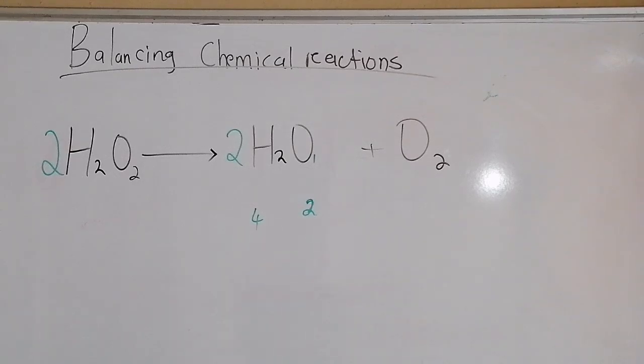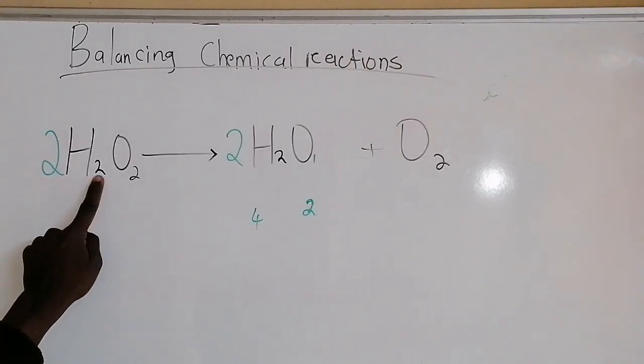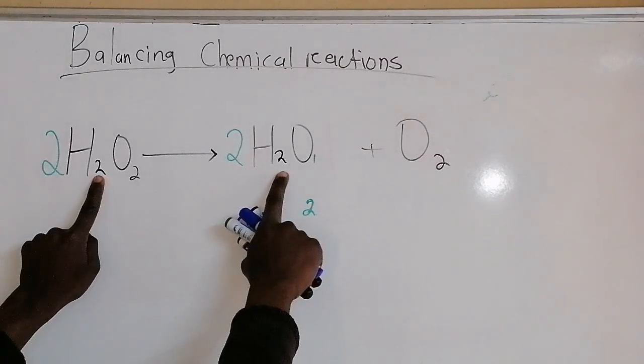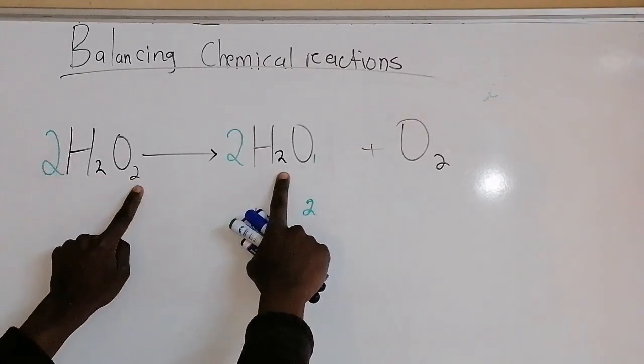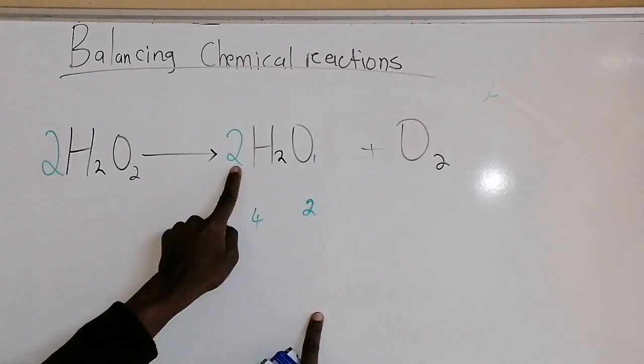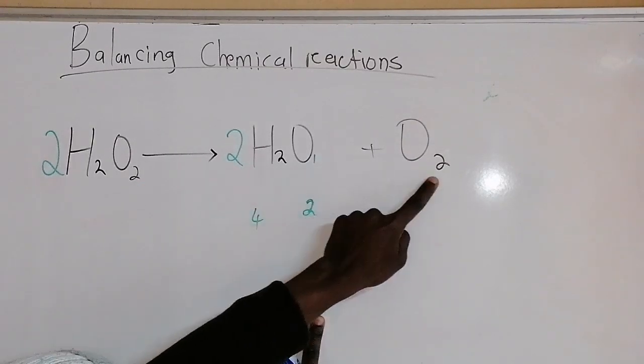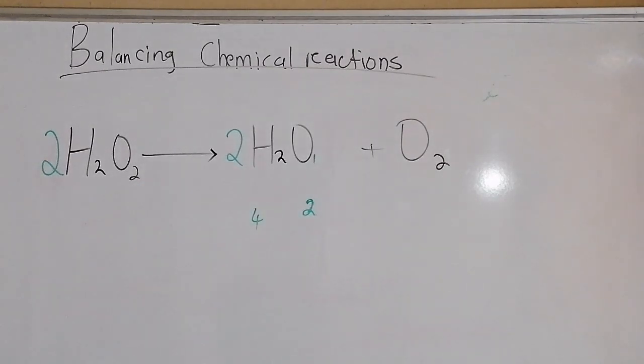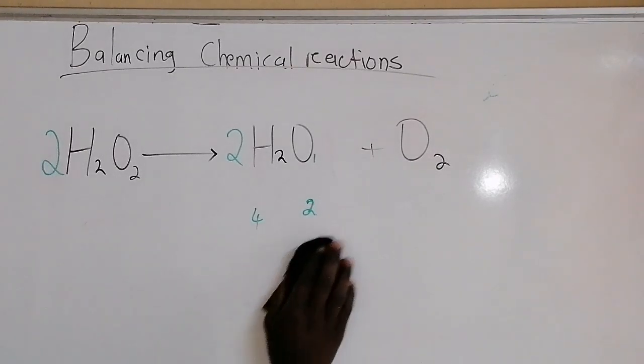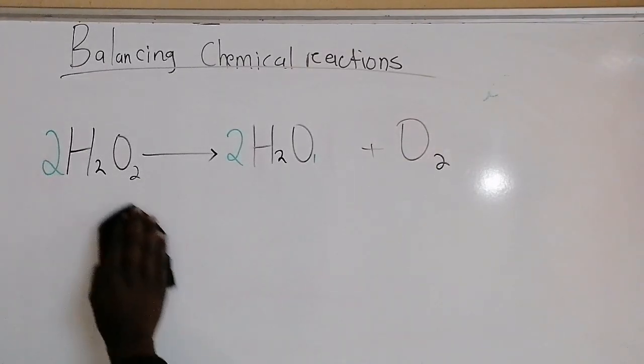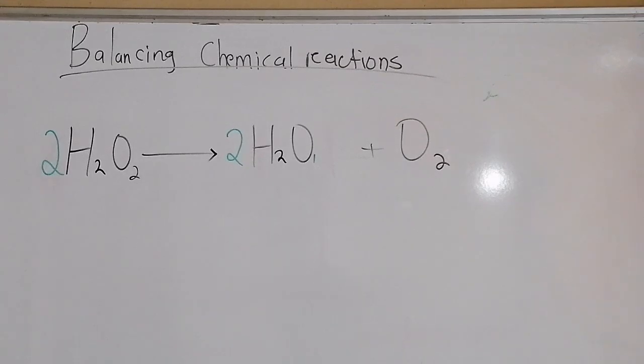Therefore, now let's check if this is balanced or not. This times this, we have H4, and here we also have H4. Then this times this, we have O4. Then here 2 times 1 is 2, plus that 2, it is 4. Therefore this chemical equation is balanced. So the most important thing is that you use coefficients to balance the chemical reaction. Let us do the next example to see if you really understood this.